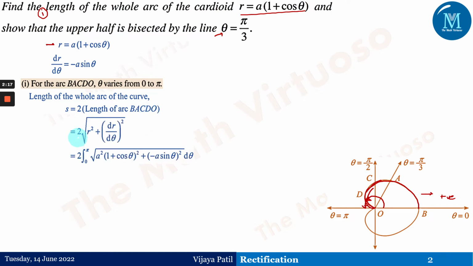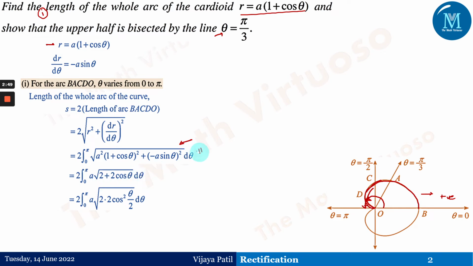Therefore, it's nothing but 2 times the integral of square root of r squared plus (dr/dθ) squared. That is, just putting the value of r and dr/dθ and making the square, we'll be getting this type of equation. After reducing this further, it's very simple, just the trigonometry involved. We have to find the expansion of (1 + cos θ) whole squared, and then cos squared θ plus sin squared θ will come together, giving you 1, and you will remain with 2 plus 2 cos θ dθ.